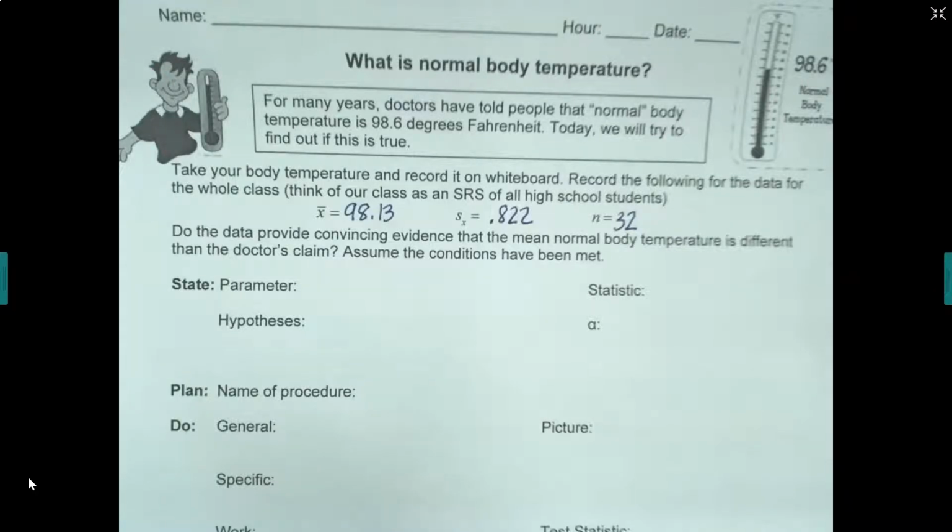So do the data provide convincing evidence that the mean normal body temperature is different than the doctor's claim? Assume the conditions have been met. So we're not getting into checking our conditions. We're going to assume that they've been met. So take a minute, pause the video, and let's answer the state portion, and then we'll move on from there.